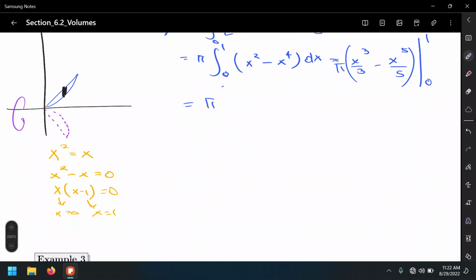So pi times 1 cubed over 3 minus 1 to the 5th over 5. So that's the evaluation at the upper limit, minus the evaluation at the lower limit.